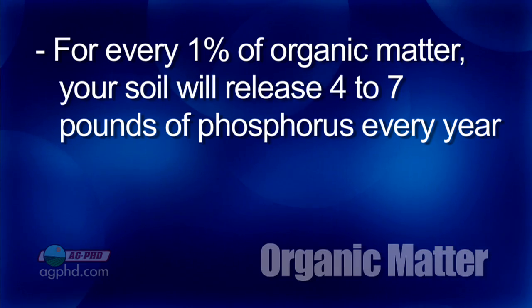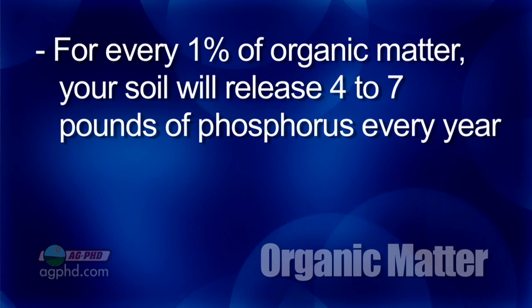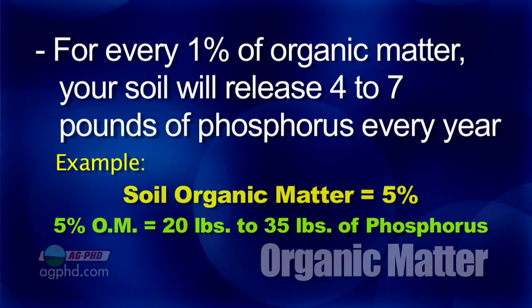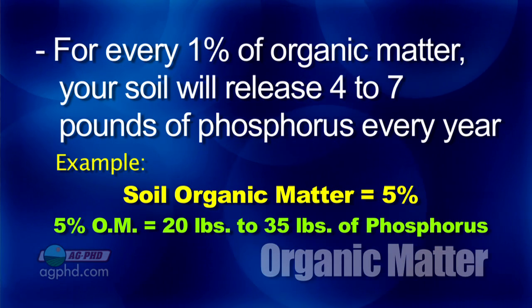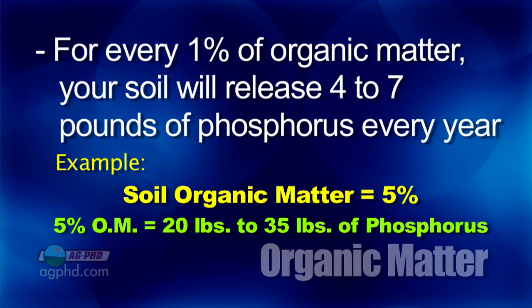It's the same thing with phosphorus. You're going to get 4 to 7 pounds per acre from each 1% of organic matter you have in your soil. So if you had a 5% organic matter soil, that's 20 to 35 pounds of phosphorus. And you're also going to get some sulfur, 2 or 3 pounds of sulfur for each percentage of organic matter.